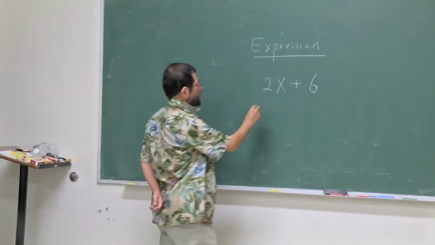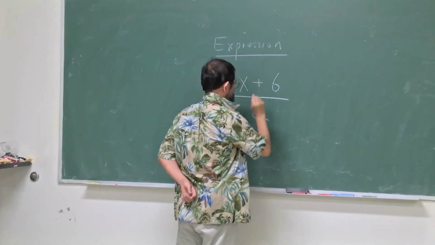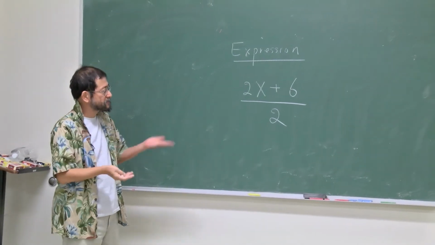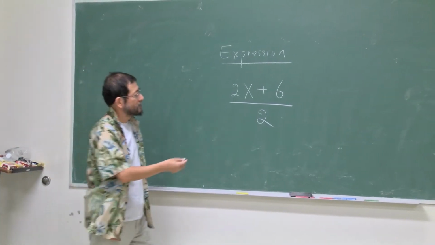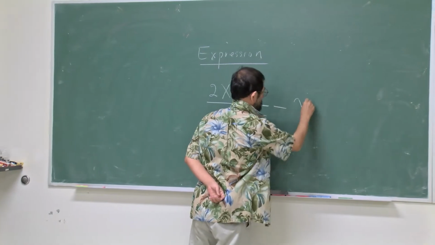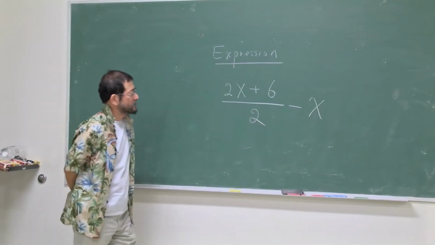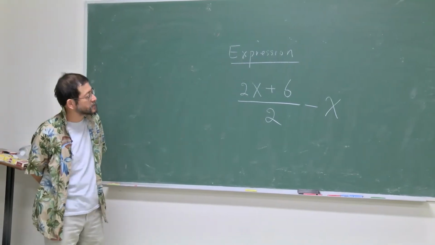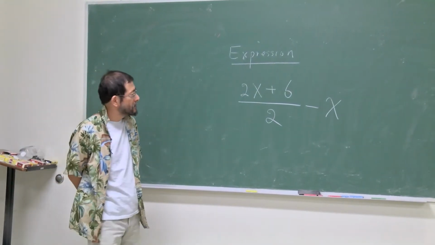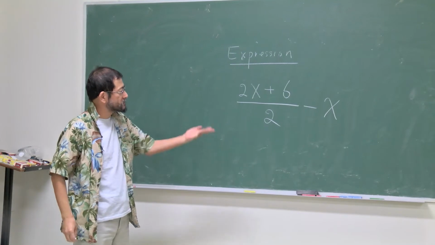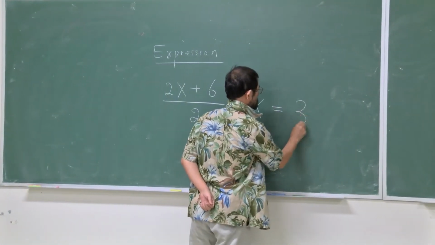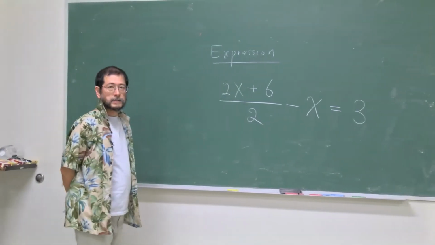And also, I divided by 2, so that's also another expression. And then I can make this expression more and more complicated. For example, I subtract x from this expression, so that's another giant expression. And last time, we realized that this is always equal to 3. Okay?